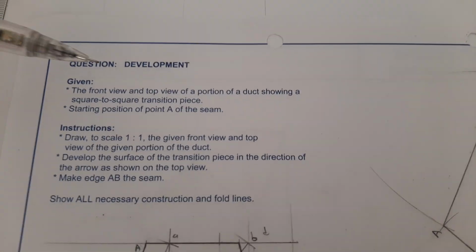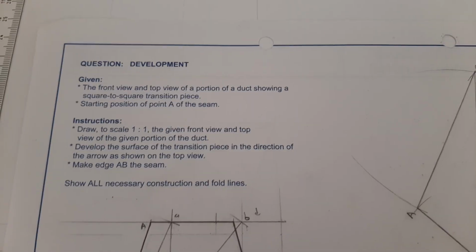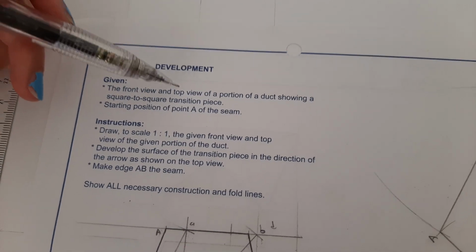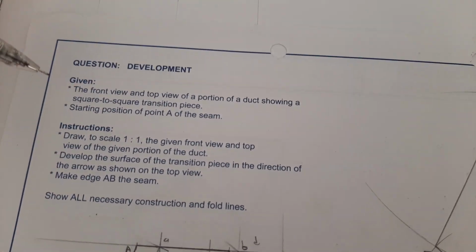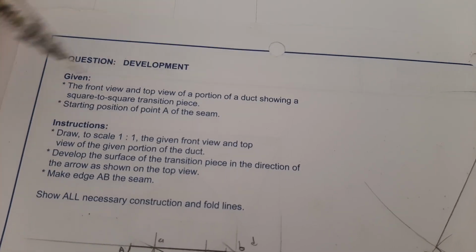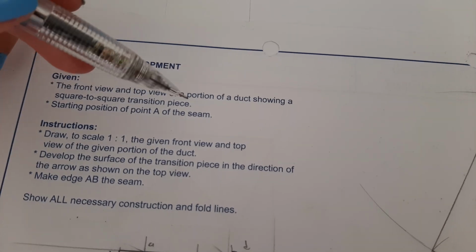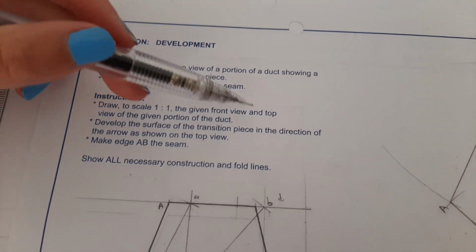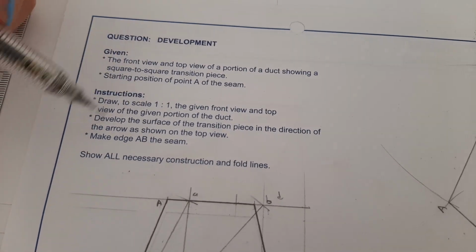Today we're going to be doing a development, which is actually a transition piece. So it's page 89 of the JPEG workbook, and they tell us that they've given us the front view and the top view of a portion of a duct showing a square to square transition piece, starting point or position A of the seam. Then they tell you to draw to scale of 1 to 1 the given front view and top view of the given portion of the duct.